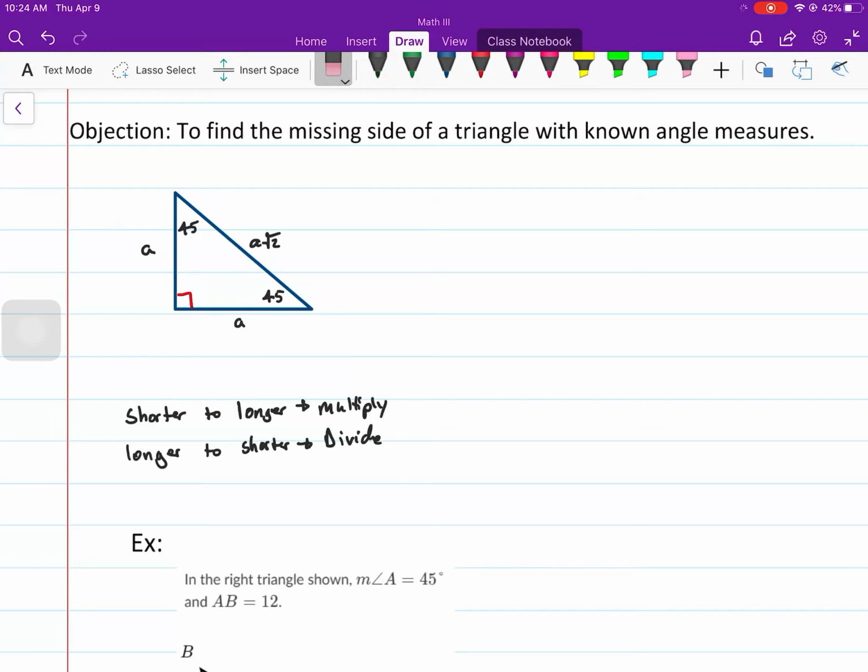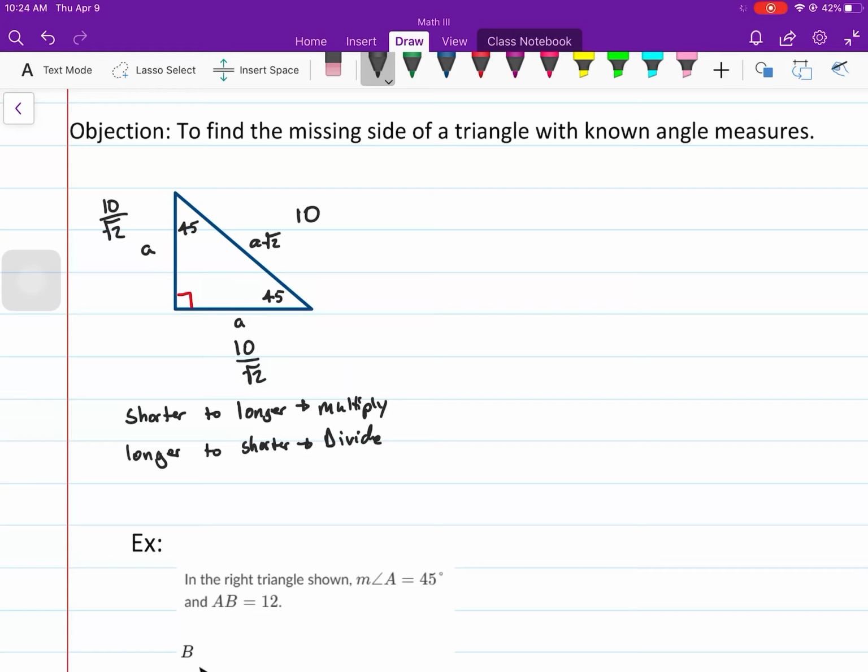Well, let's just say if I told you this side was 10. Then how would I go backwards? Since I'm going from a longer side, the hypotenuse, to the leg, a shorter side, I'm going to divide by the square root of 2. So I'm going to take that and divide by the square root of 2. And then the other leg is also going to be that same value.